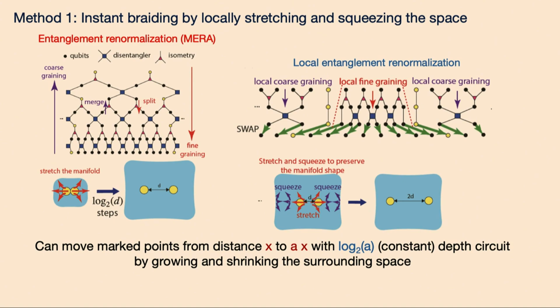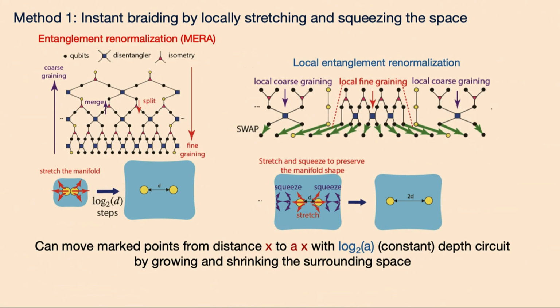In this way, instead of the usual way where we treat anyons as objects in the space and adiabatically moving them, here we fix the objects but stretch or squeeze the space between the objects. This can be understood with the entanglement renormalization, or so-called MERA picture, where you can separate two neighboring punctures to distance d in logarithmic d steps.